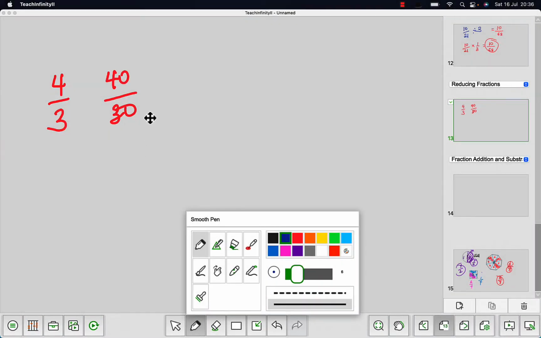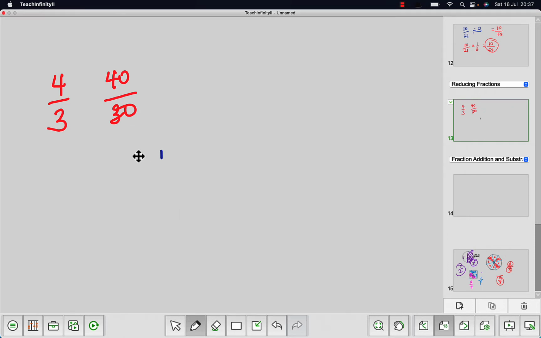Okay, so you see we have 40 over 30. That is a very big fraction. This fraction can be reduced into a simplest form. Okay, so 40 over 30 and 4 over 3, they are the same.